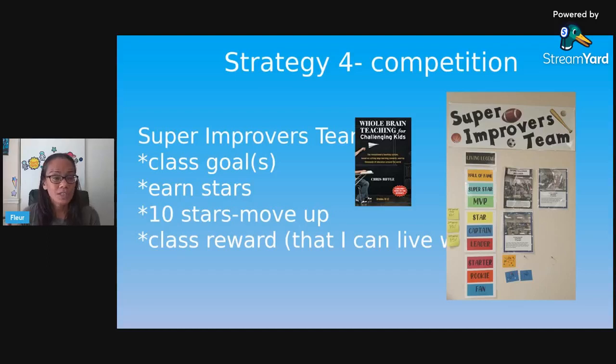So when a class earns 10 stars, they move up a level. So you can see I have different colors like fan, rookie, starter, leader, and so on. I did a sports theme because I like sports. So they start off as fan, which is blue. And then when they move up, they get the next color card and then they get 10 stars and they move up again. And so every time they move up, they get to choose a class reward. I like to keep it free or as inexpensive as possible. And I also make sure that it follows our school rules. Like that's really important to me. So I let them brainstorm, like they offer their choices. I narrow it down to what I can live with, and then they vote for their reward. And then we do that as a class.